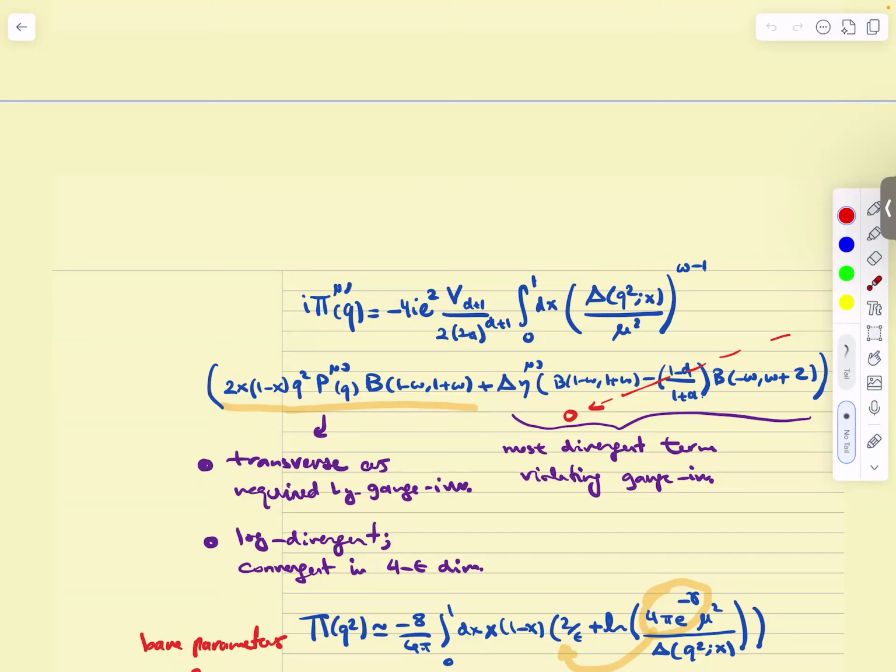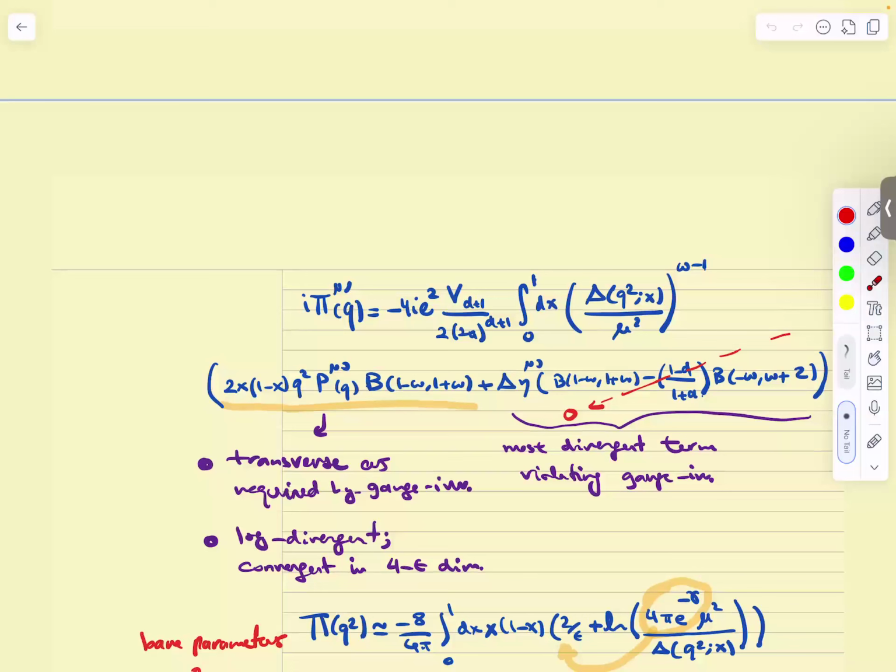And the final answer, when you do the integral, you're going to get a bunch of gamma functions, if you recall. And this is your answer. Your answer is i pi mu naught q comes out. So what is outside? Let's just go through it. There's an e squared term. That's because there are 2 vertices. There is v_{d+1}.